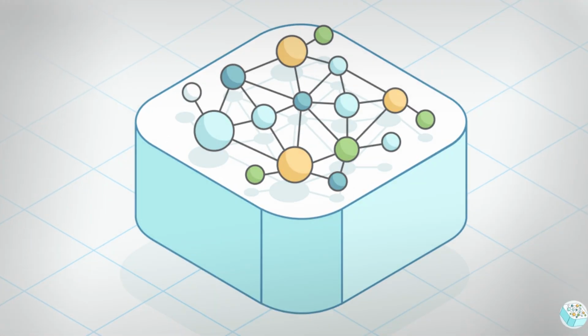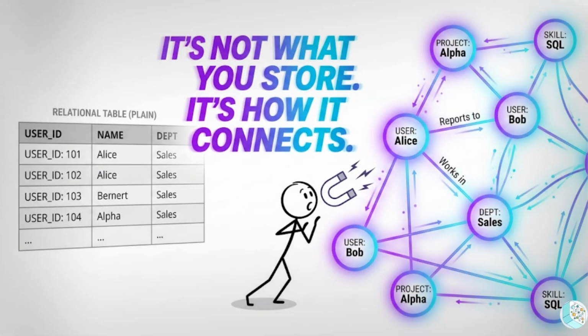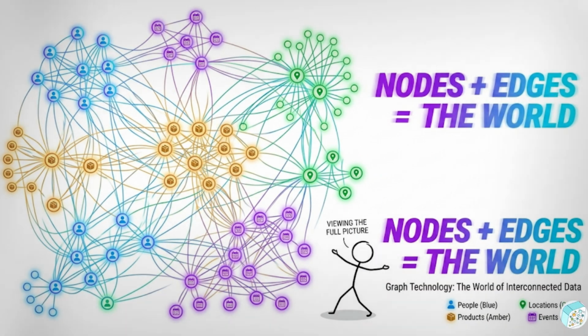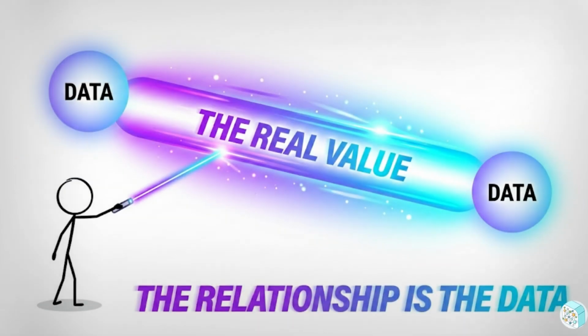Graph databases. Graph databases focus on relationships rather than records alone. Data is stored as nodes connected by edges, making it easy to represent networks of people, products, locations, or events. This model is especially useful when connections between data points are as important as the data itself.